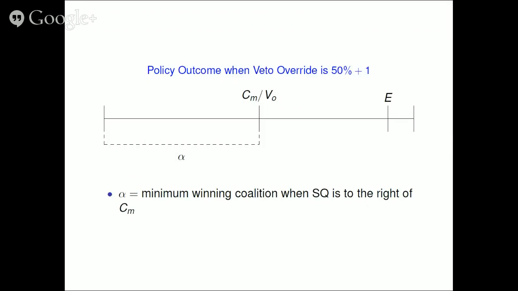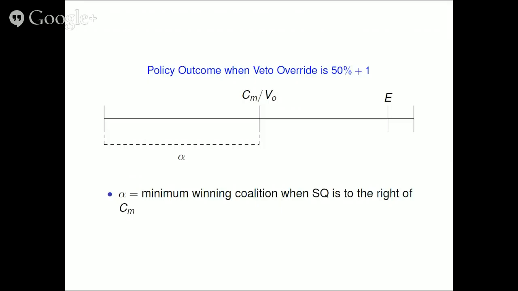That is, everybody to the left, at a minimum, must also vote for that new policy. Now, it's possible some people to the right, depending on where the new policy ends up and where the status quo is, will vote for that policy. But the smallest possible winning coalition is the chamber median and everybody to the left.